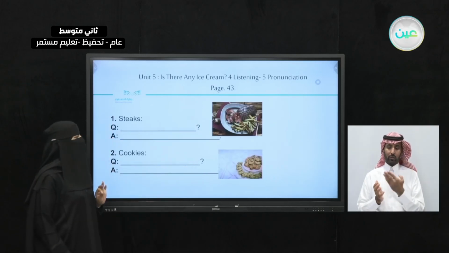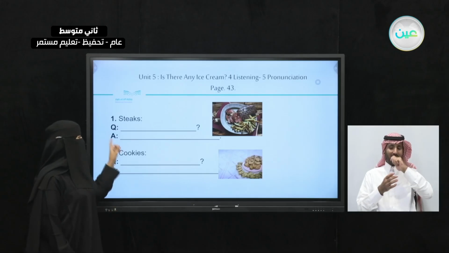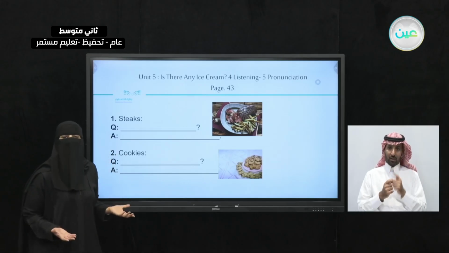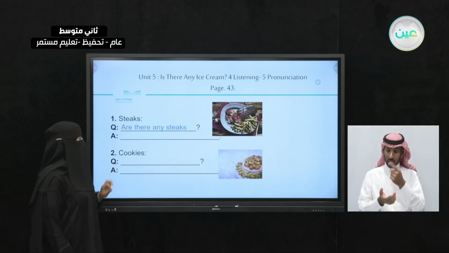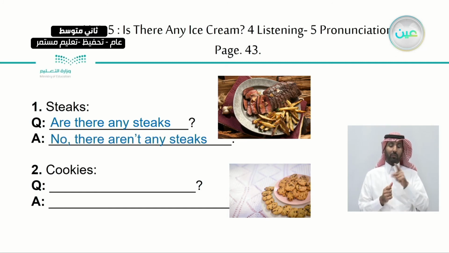Now, how about this picture? Take a look at this picture. What can you see here on top of the fries? You can see steak, right? How can you order the steak? Are there any steaks? So, if the answer is no, it's going to look like this. No, there aren't any steaks.